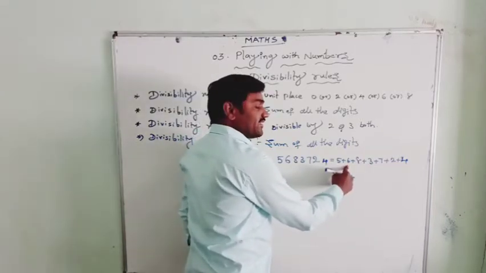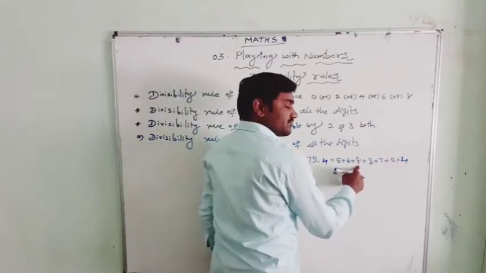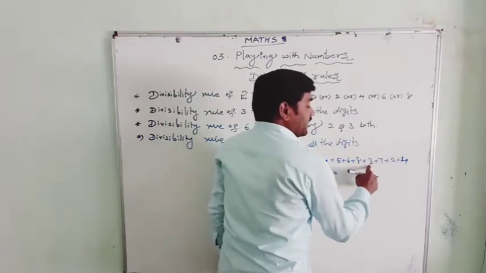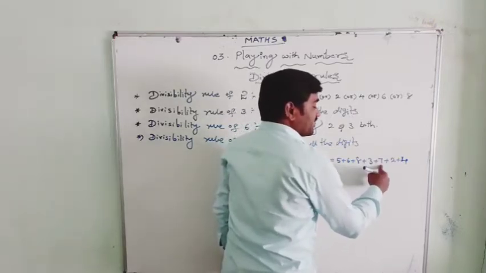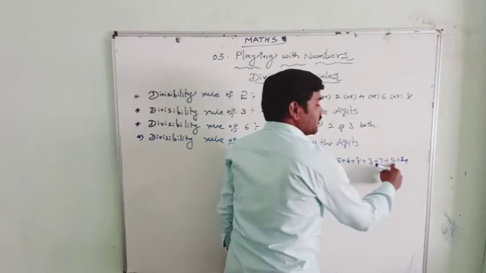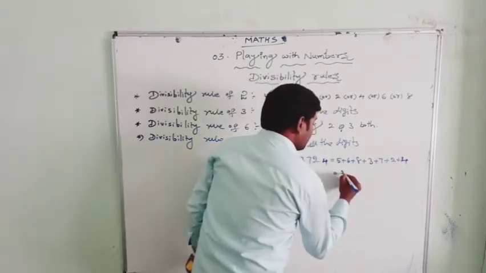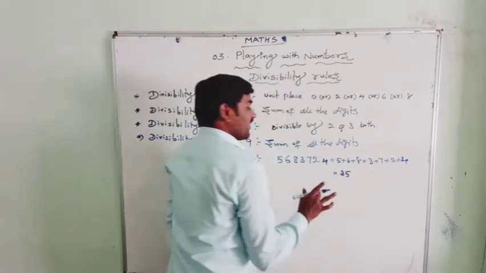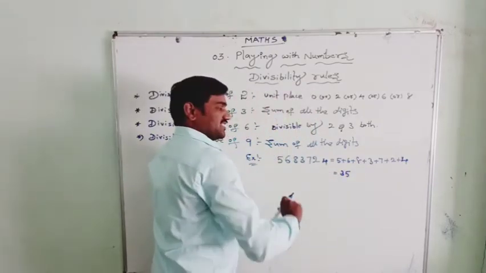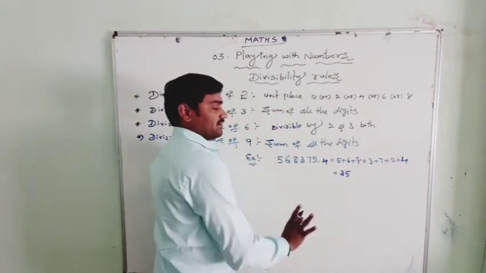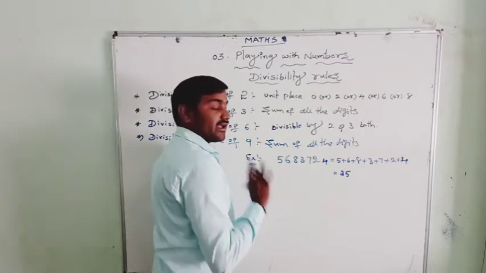5 plus 6 is 11. 11 plus 8 is 19. 19 plus 3 is 22. 22 plus 7 is 29. 29 plus 2 is 31. 31 plus 4 is 35. Okay, is 35 divisible by 9? No, it is also not divisible by 9. 35 is not divisible by 9.